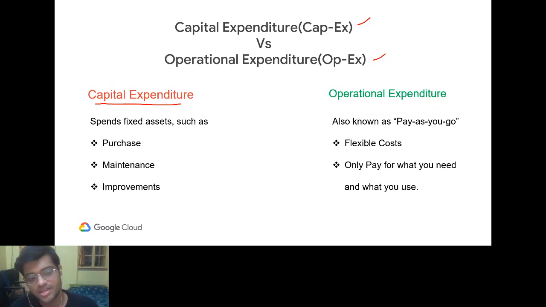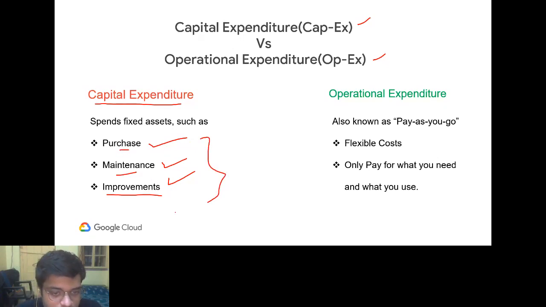Capital expenditure is like I am buying a phone right now and I will be using this phone for 5 years. Operational expenditure is like I need that phone for 5 years, so I will just rent that phone for 5 years. After 5 years, I will give it back to you. So, capital expenditure, what happens? I will have to purchase it once, and after that, I will have to take care of the maintenance, the screen breaks, whatever happens. I have to also take care of the software updates and whatnot. So, yeah, that is pretty much capital expenditure.